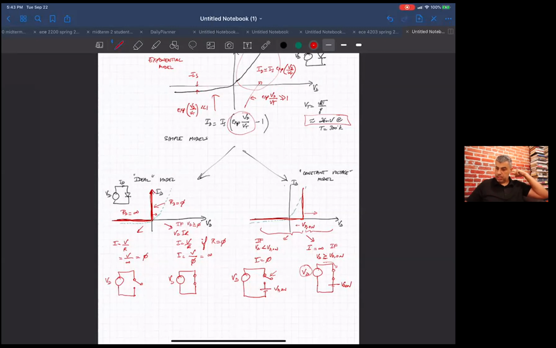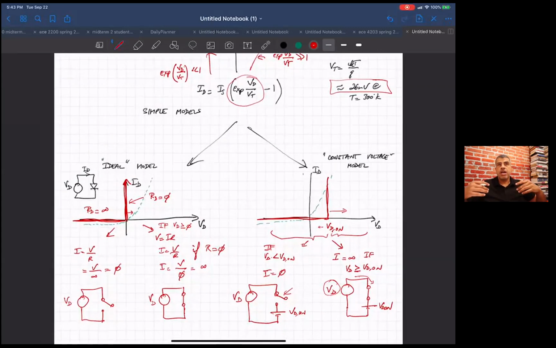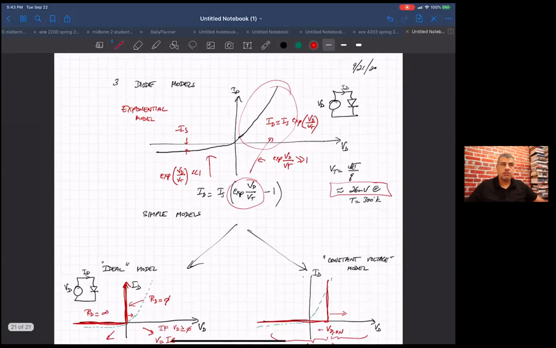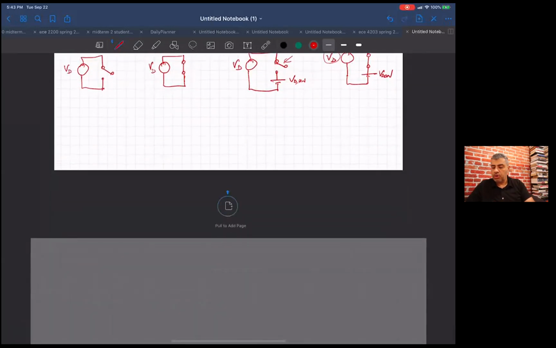Let's see, do I want to say anything else here? I think that's pretty much it for this first simplification approach, okay? And this tells you basically if a diode is on or off in a circuit, with respect to the voltage, okay? So that was what we had before.